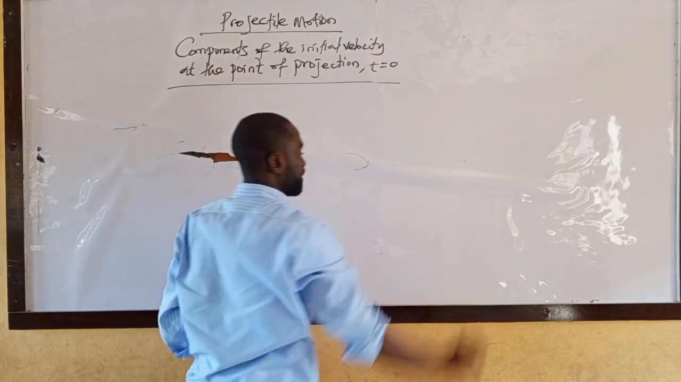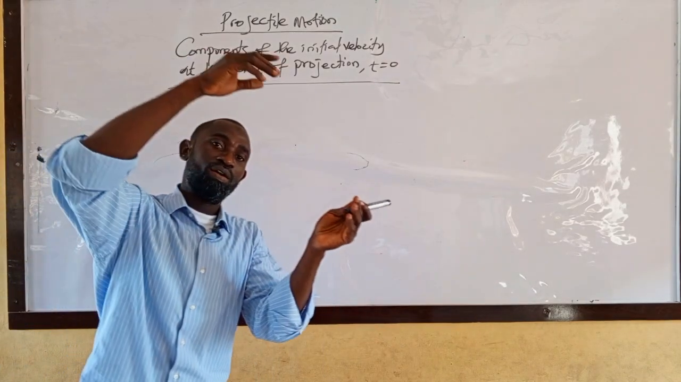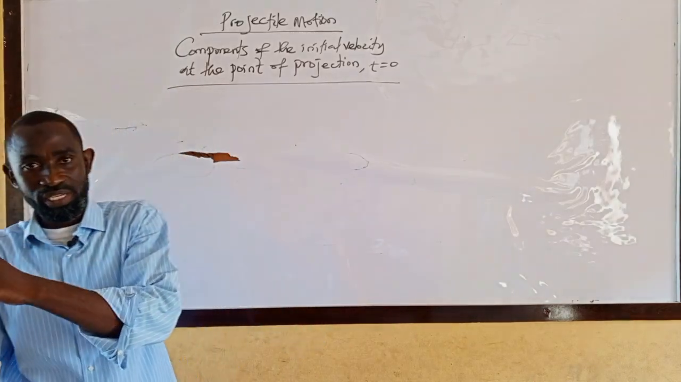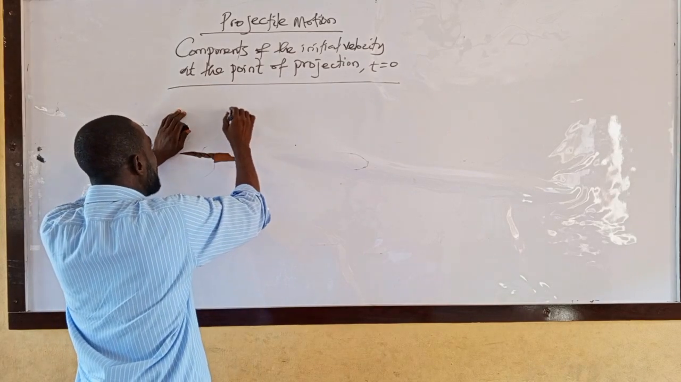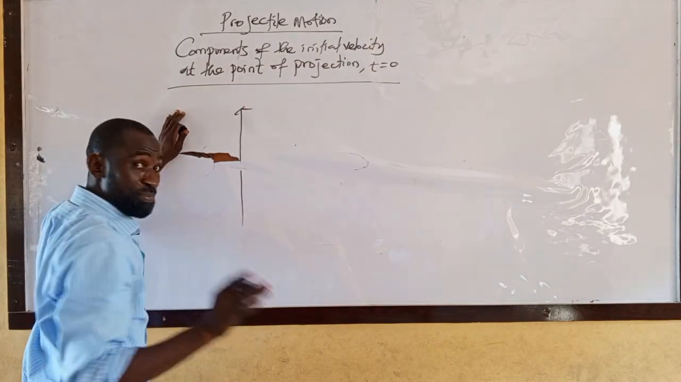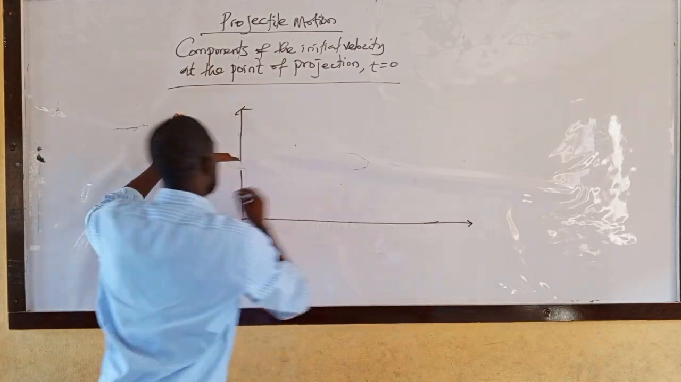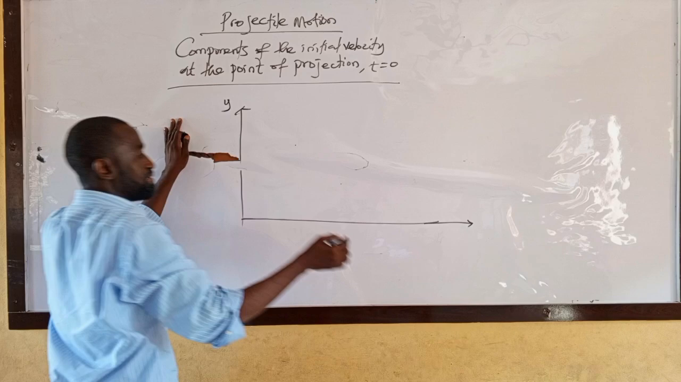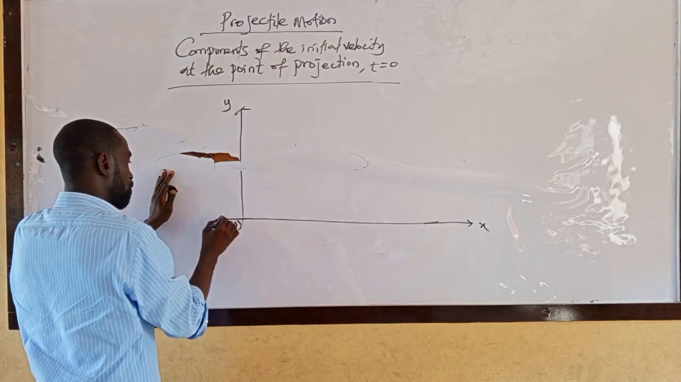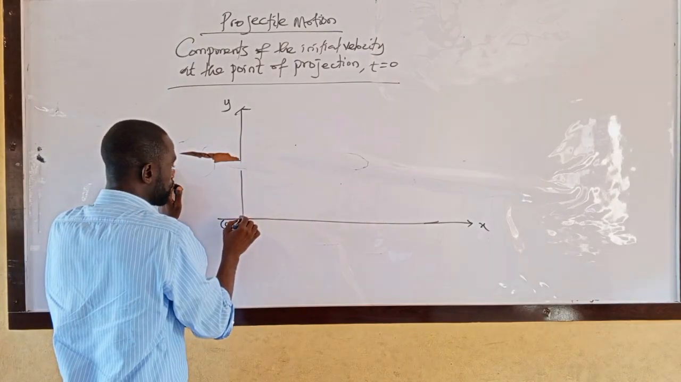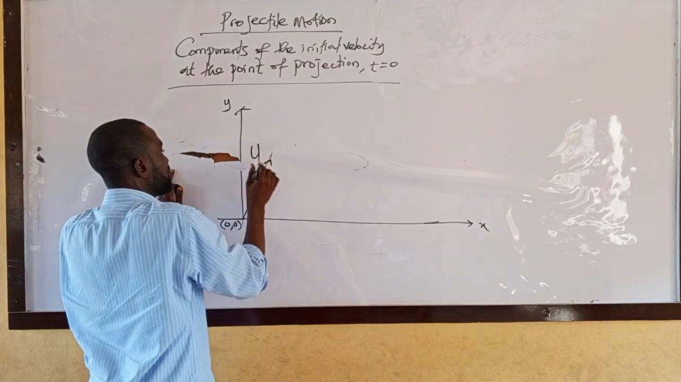Now let us consider a projectile which is thrown into the air from point A to point B as shown in this diagram. Please pay attention. This is our y-axis and this is our x-axis. At this point we have 0, 0. The projectile is projected from here with an initial velocity U.